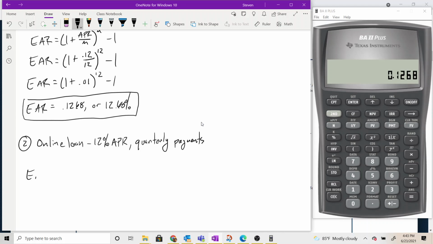All right, we're going to use our EAR formula again, where EAR is equal to 1 plus the APR divided by the number of compounding periods, raised to the number of compounding periods, minus 1. Everything's going to be the same here except the number of compounding periods. It's still going to be 1 plus 0.12. Now we're making quarterly payments, which means 4 payments per year. So our M is going to be 4 in this case.